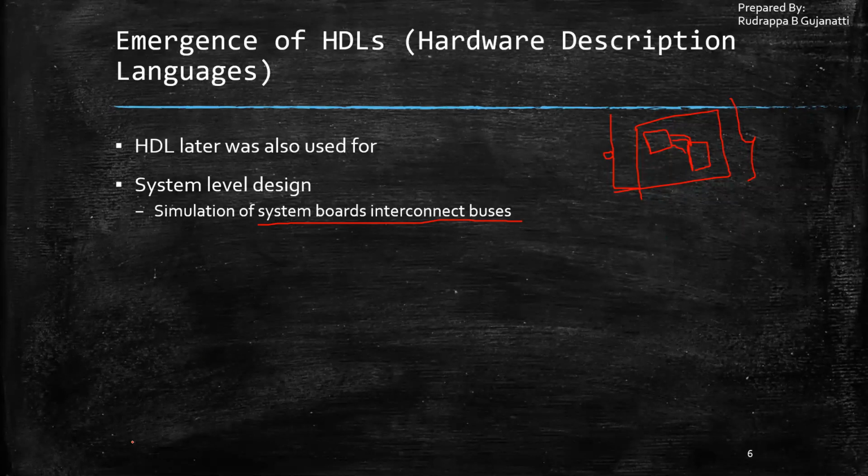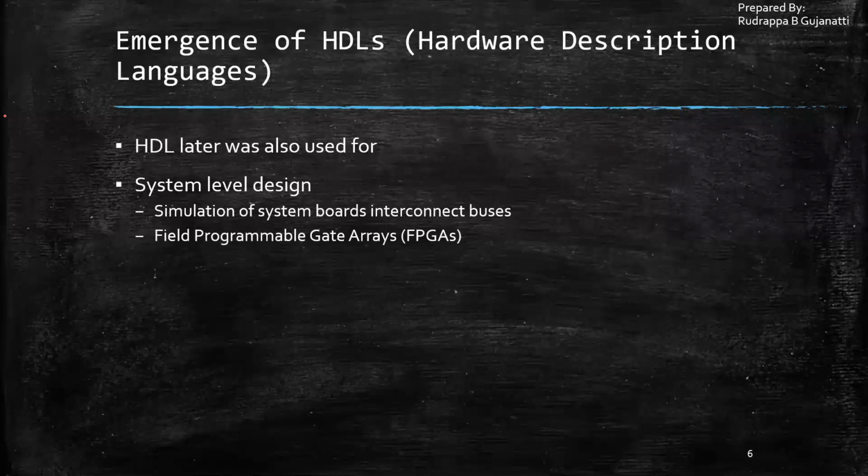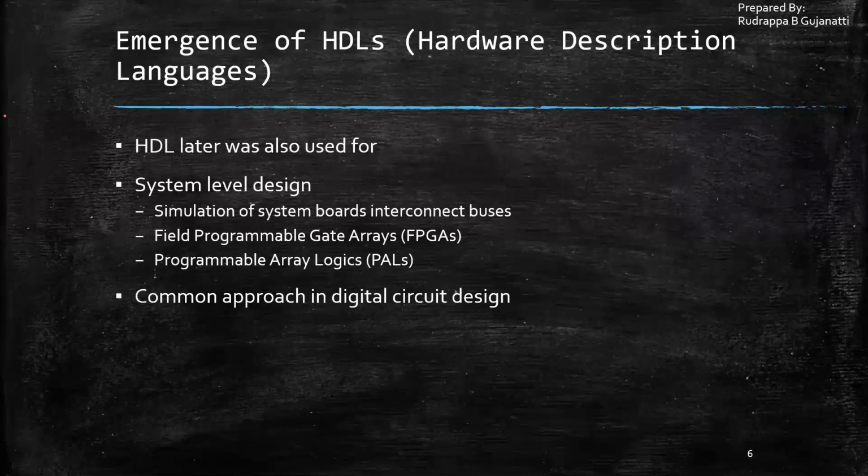How these interconnect buses will be present, all these things could be mentioned in HDL. Then we had FPGAs, then PALs, PLAs also we had discussed. So these are just a few things with which we could go ahead with the system level design.